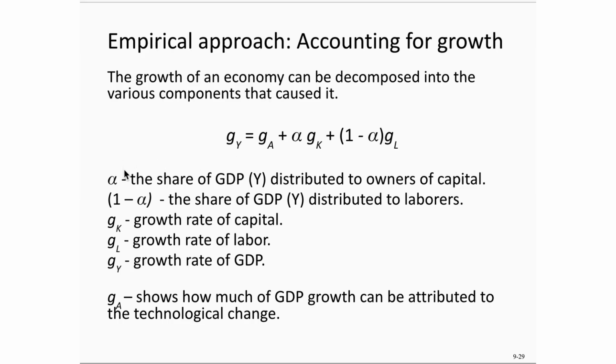So alpha is the share of the GDP distributed to owners of capital. 1 minus alpha is the share of GDP distributed to laborers. G sub k is the growth rate of capital. G sub L is the growth rate of labor. G sub y is the growth rate of the GDP. And finally, G sub A shows us how much of GDP growth can be attributed to technological change.